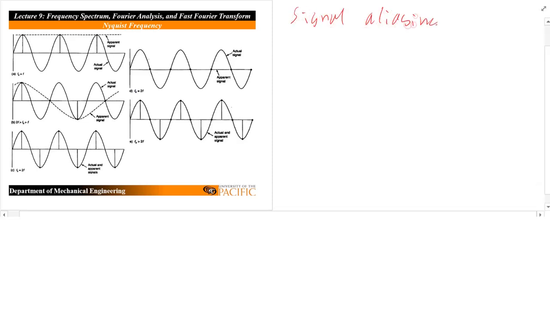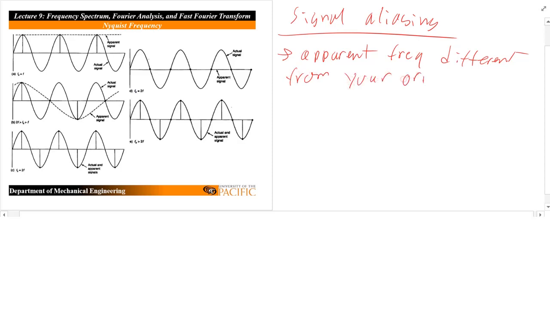Signal aliasing is the concept that if you improperly sample your signal, you're going to find an apparent frequency that is different from your original signal. And this is a huge issue. I always use the example of building bridges. If you improperly sample your signal, you might obtain a frequency spectrum and think, oh, this is the dominant frequency. But if you have signal aliasing, you're measuring an incorrect frequency. This frequency doesn't really exist. It's just a result of your improper sampling.